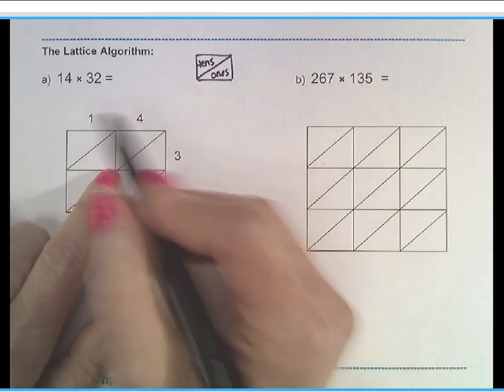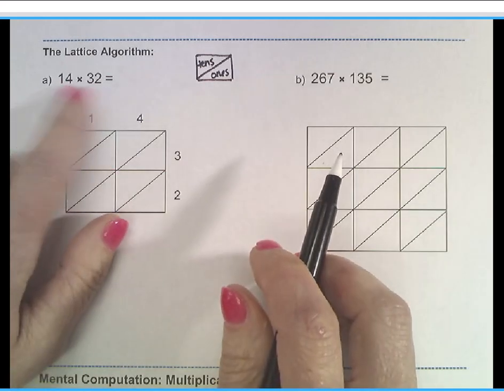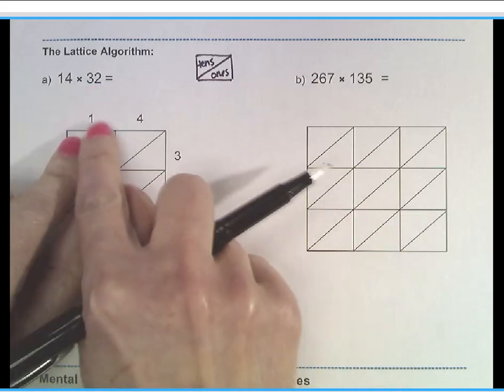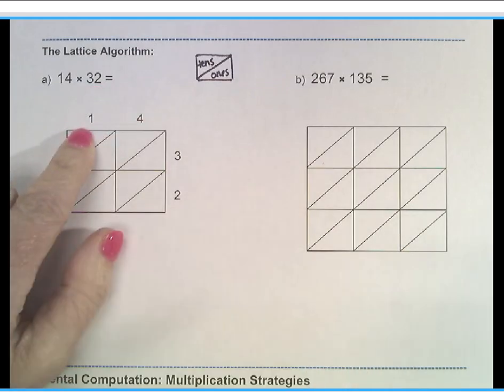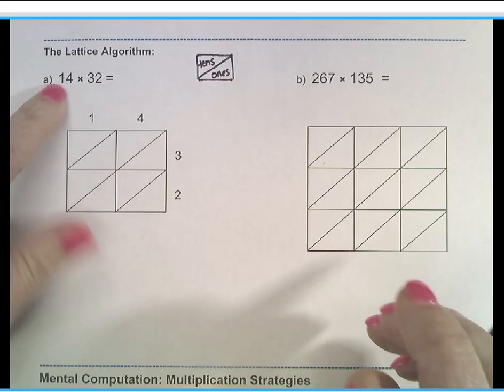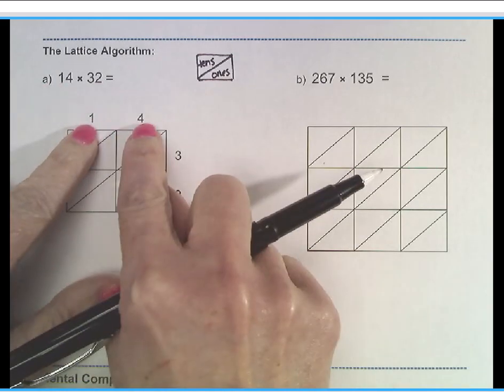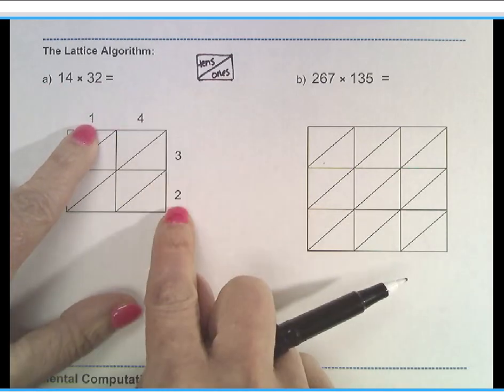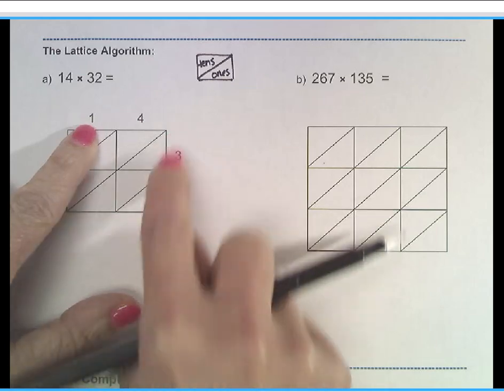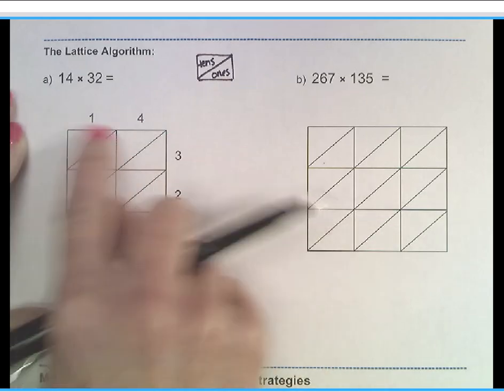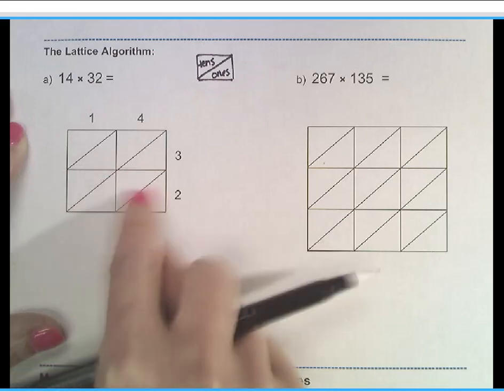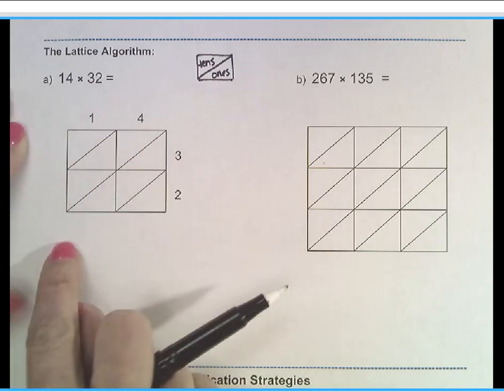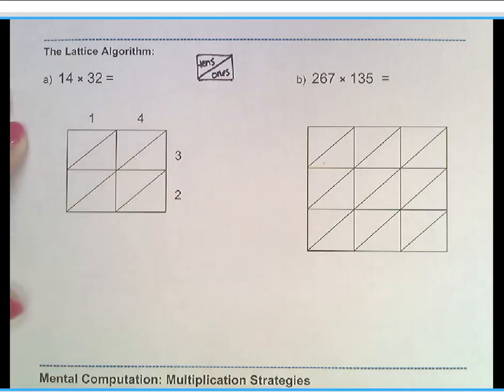So whatever you're multiplying, this is a 2-digit times a 2-digit number. It doesn't matter which number goes on the top and which goes on the side. That's completely irrelevant. I just put the first number on top, 14, and then I put the second number on the side. Now it does need to run down the right side, so I put 32. And it basically made 4 little squares. It's like a little 4-square grid. And then I drew diagonals in there.